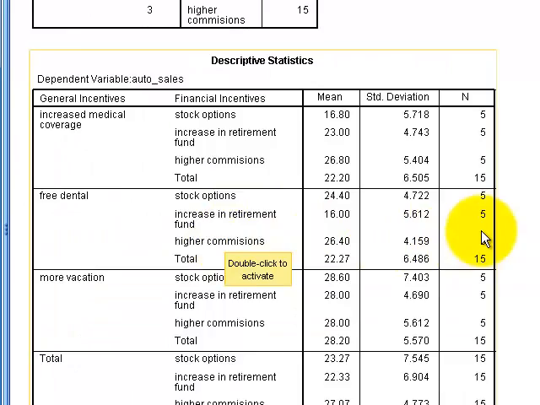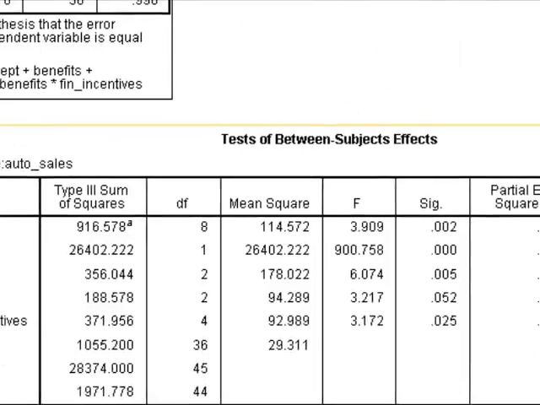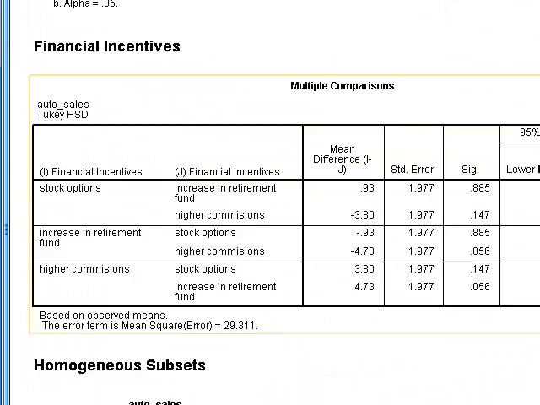So I'm going to go up and look at the more vacation means. Oh my goodness gracious! Look at that. So apparently they like the idea of more vacation. It's causing them to sell more. So more vacation seems to be your winner here because it crossed all 3 levels of the other. Look how high they are. So that's basically what that means.